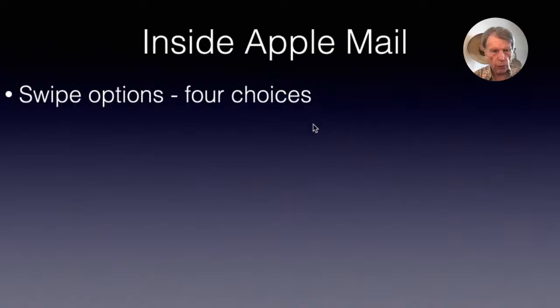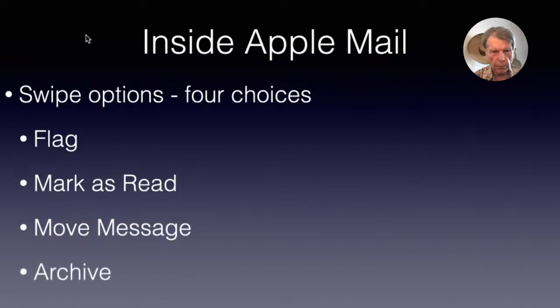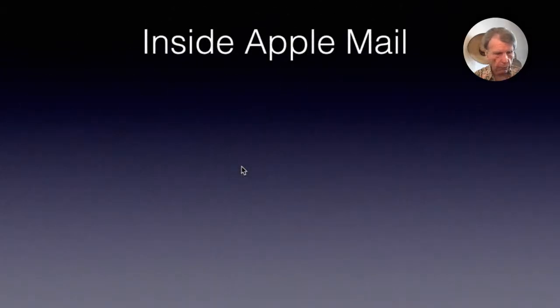So there is another feature working on iPhones, which is swipe options. So they give you 4 choices. You can have a flag, you can mark as read, you can move the message, or you can archive. So let's see how that works.